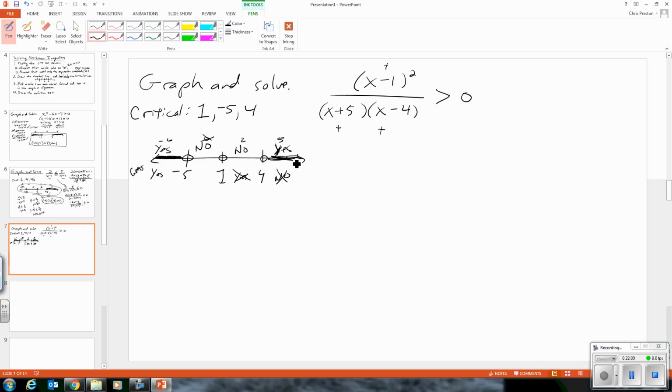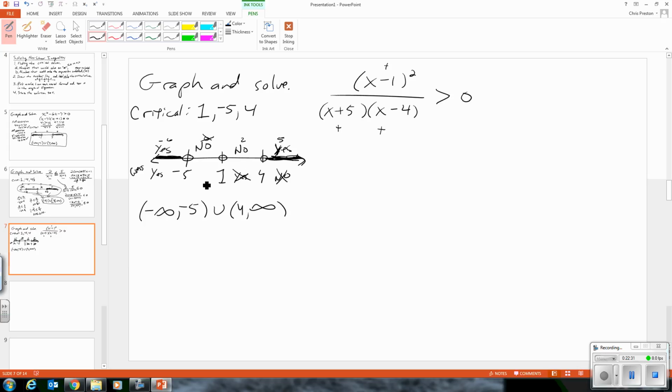Okay. So what's going on here? This is crazy talk. So what's the answer? Negative infinity to negative 5, union 4 to infinity. Now, if this had been a solid dot in the middle, we'd have to include that as an answer also, but nothing in this middle area is working, so we just skip over that.